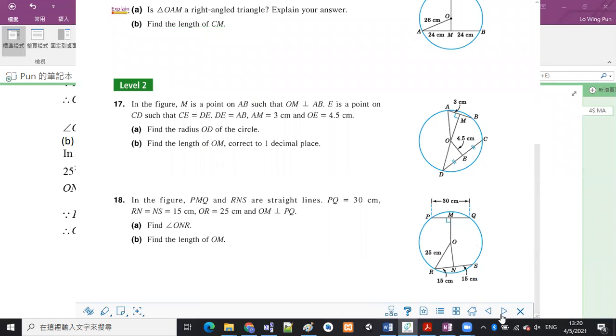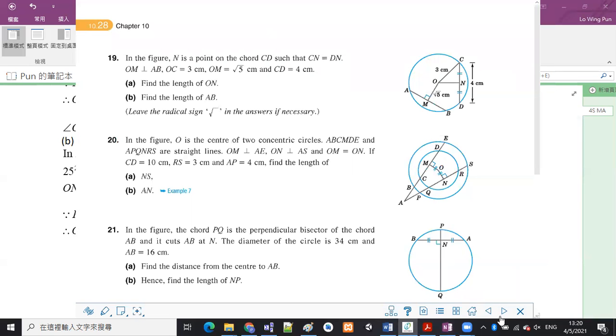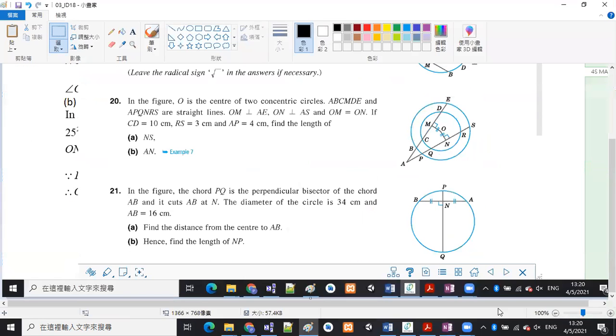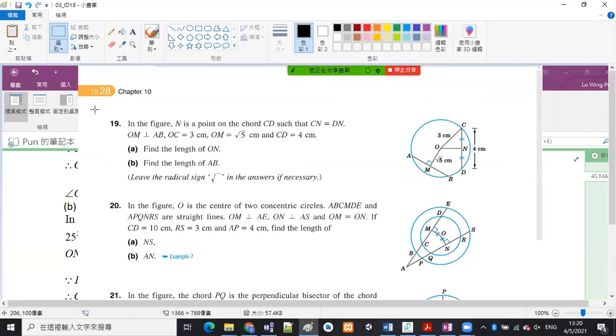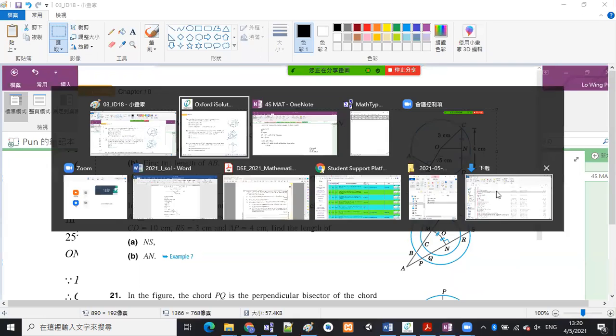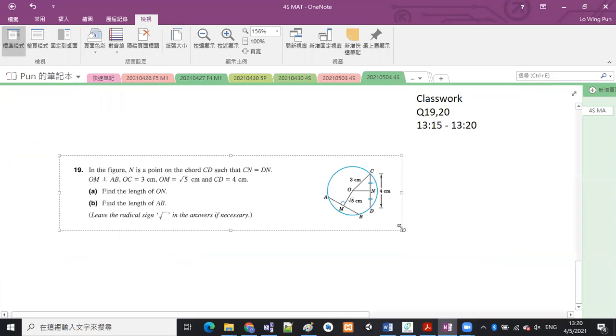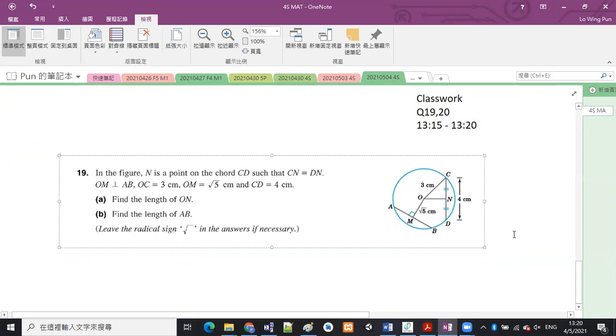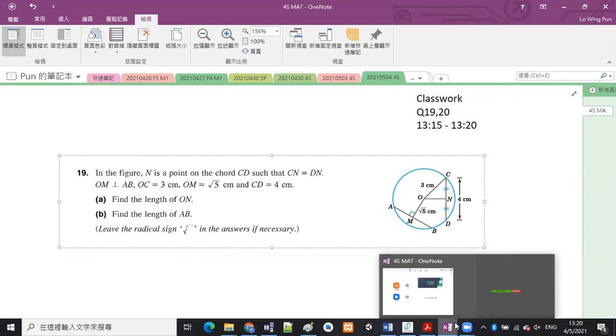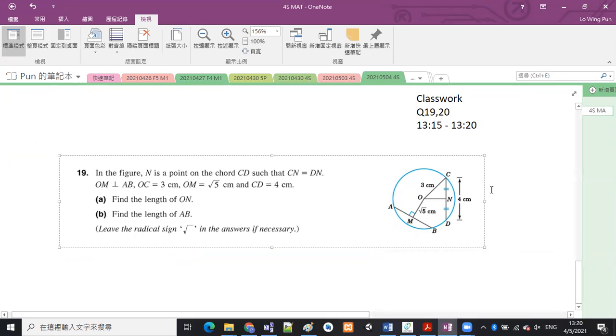Number 19. N is a point on the chord CD. CN equals DN, OM perpendicular to AB. And then we have 3 cm, square root 5 cm, and 4 cm. Find the length of ON.